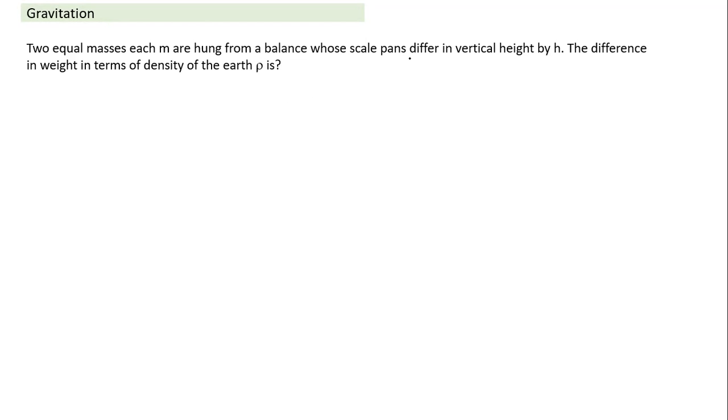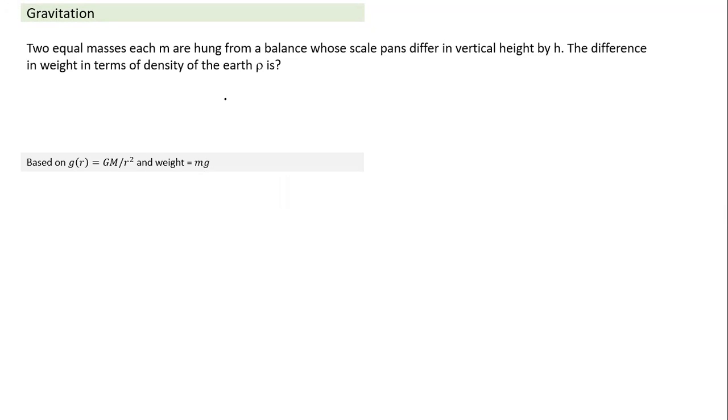Though the wording looks a little odd, the solution is extremely simple. It is based on two things. As the distance from the center of Earth changes, the gravitational field will change, hence the weight also will change. And what is weight? Weight at a point is equal to m times the gravitational field at that point. And what is the gravitational field at a distance r? It is GM by r square. So it is based on these two concepts.